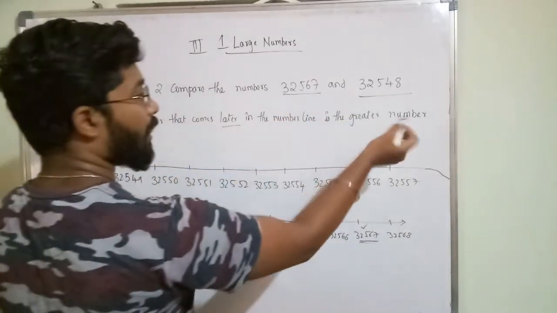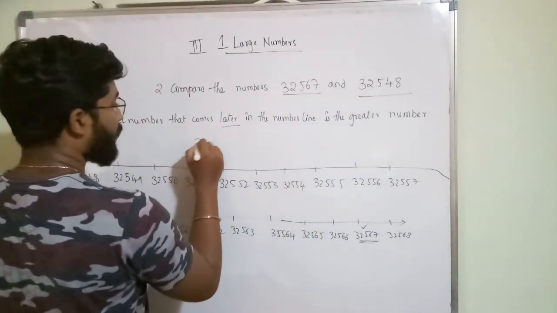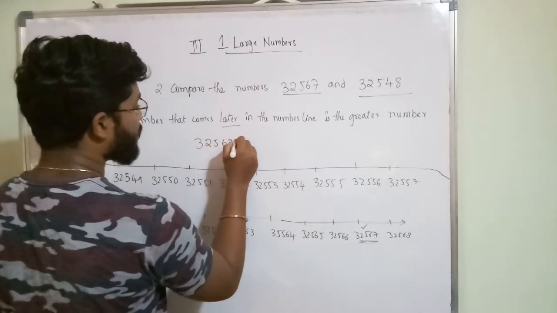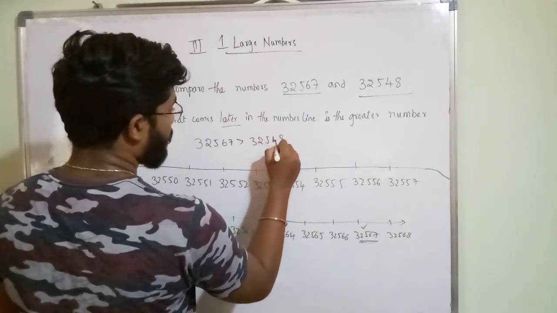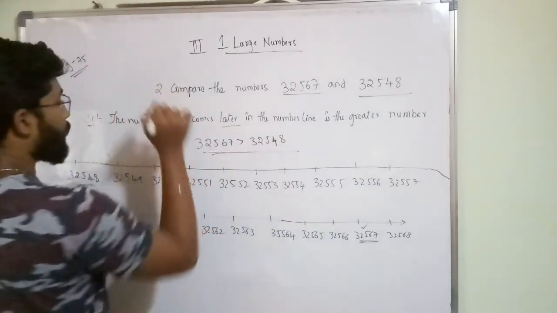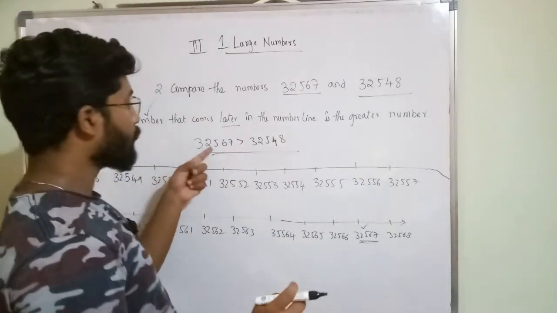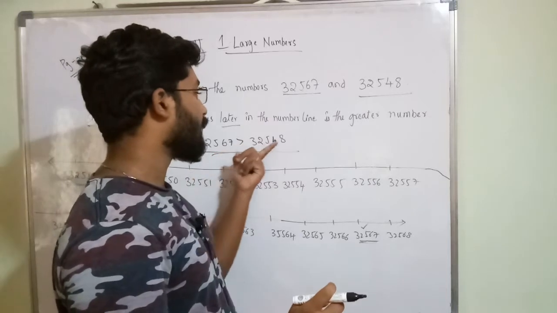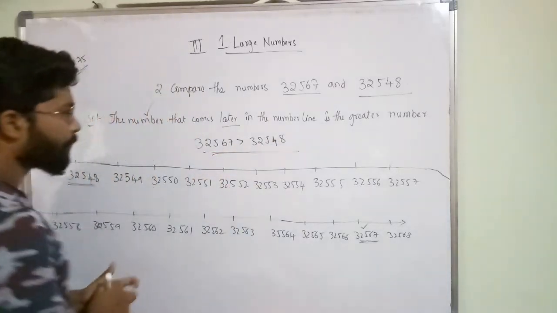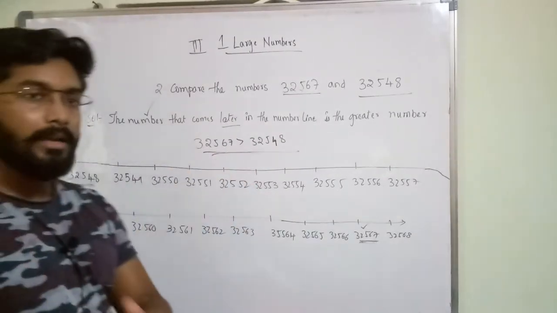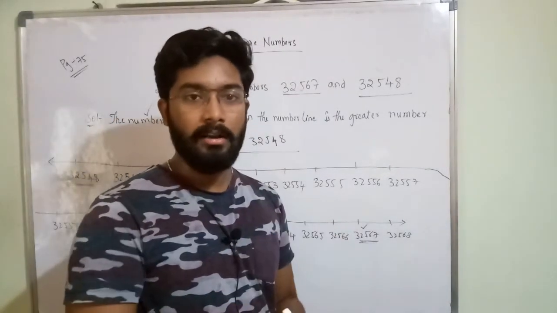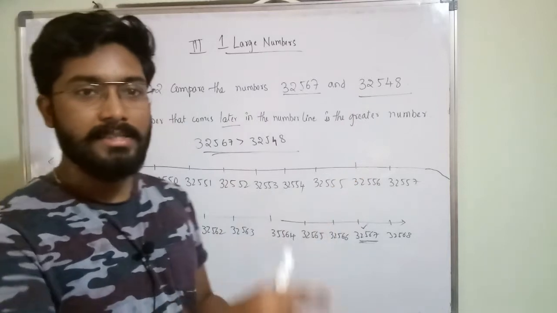So 32,567 is greater than 32,548. From this statement we are concluding that 32,567 is greater than 32,548. If you can directly write, you can write, but you should have the statement in the background. With this statement only I can say that this is the conclusion, like that you have to write.